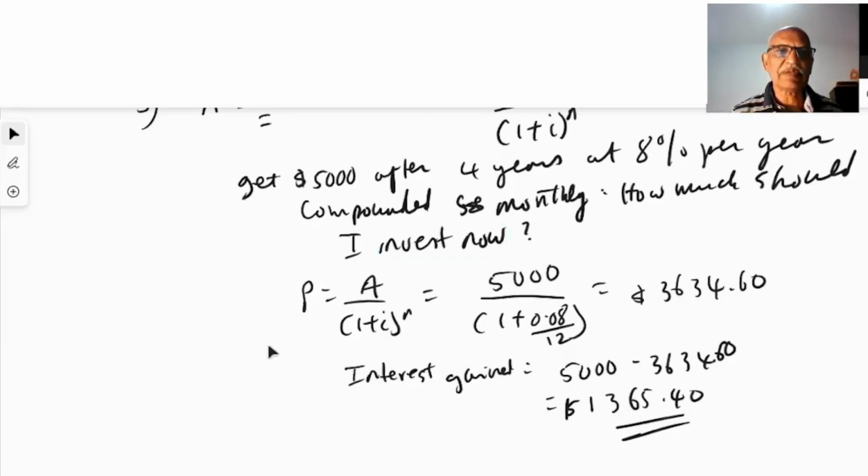Okay, so this is present value, the other one was amount. So if it is compounded semi-annually, I would divide by 2, and I would multiply the n by 2. The n would be like 4 years times 12, which is 48. If it is quarterly, I divide by 4, I multiply by 4.